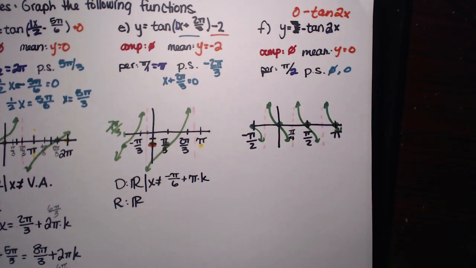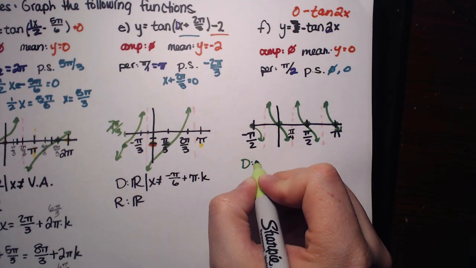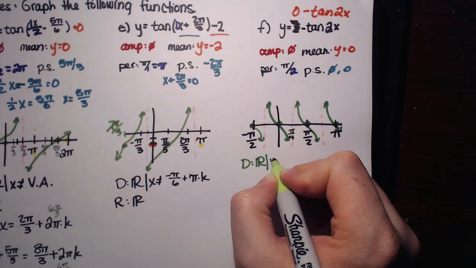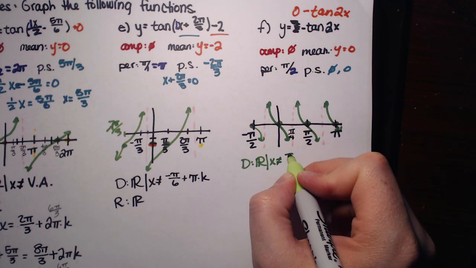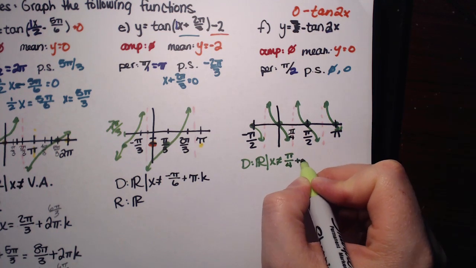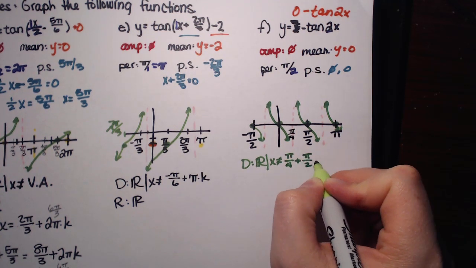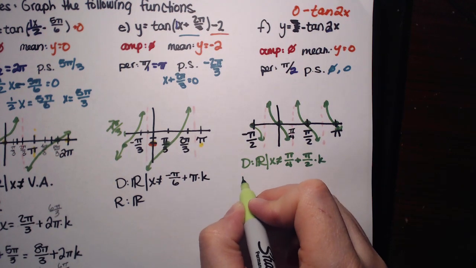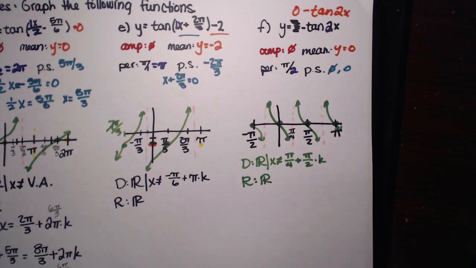Okay, so I'm going to write this in green. Domain is all real numbers when x is not pi fourths, and the period of that. And the range is all real numbers.